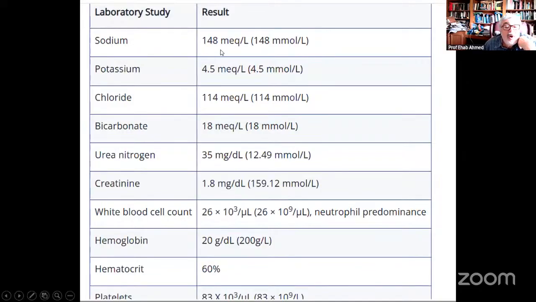Labs: sodium 148, it's high. Potassium is okay. Chloride, not bad. Bicarb, not bad. BUN is high. The creatinine is 1.8. There is something wrong with the kidney. White cell count 26,000, mostly neutrophils. Hemoglobin is 20 because this baby is an infant of a diabetic mother. Hematocrit 60. This might add to our problem. Platelets 83.